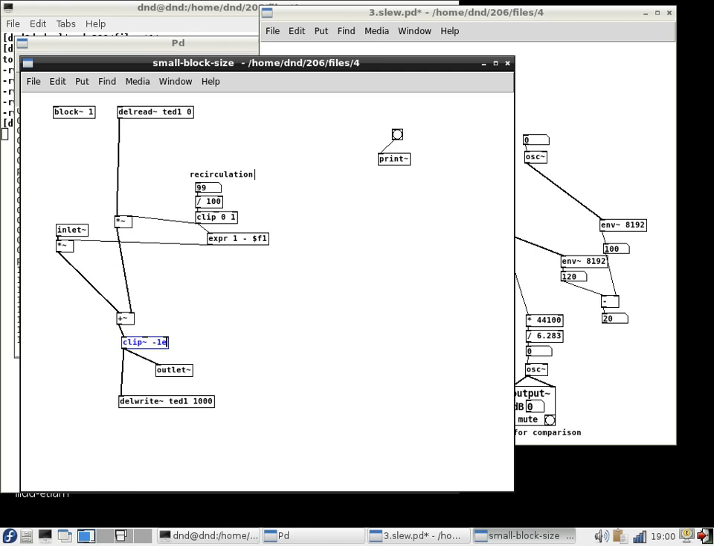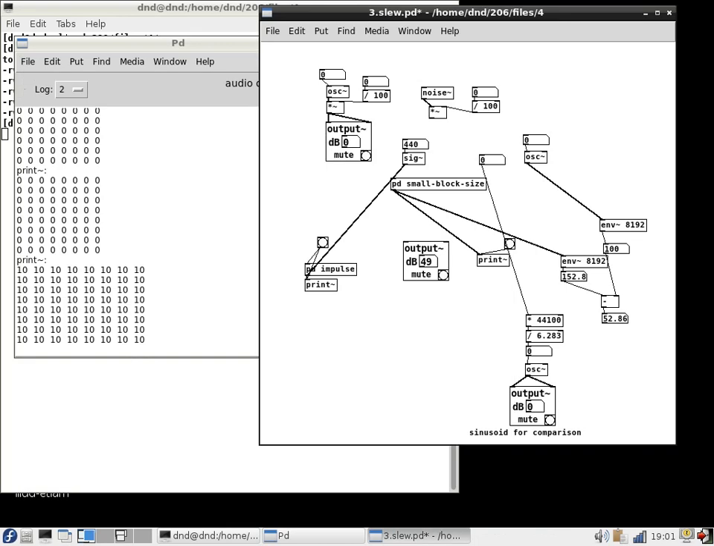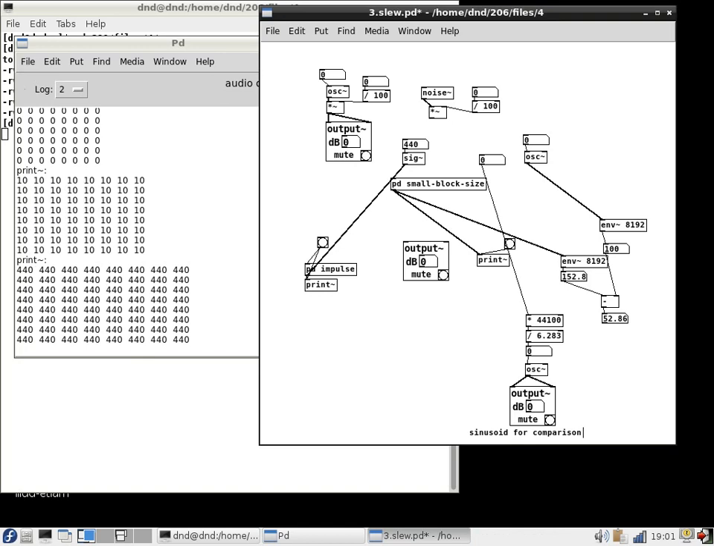What's a good thing to do here? Should we get rid of it? No, we should actually just... we're not going to protect our ears anymore, but we're at least going to protect our denormals. And now we're getting good numbers there, and maybe we've got something audible now. Yeah, 440.